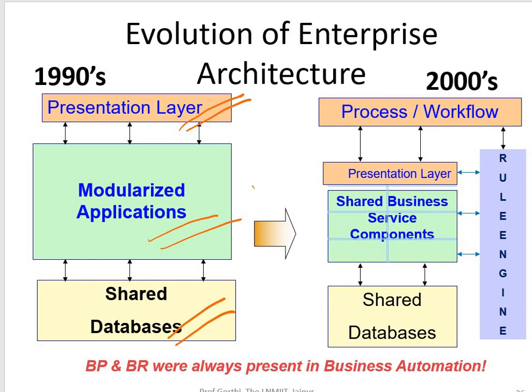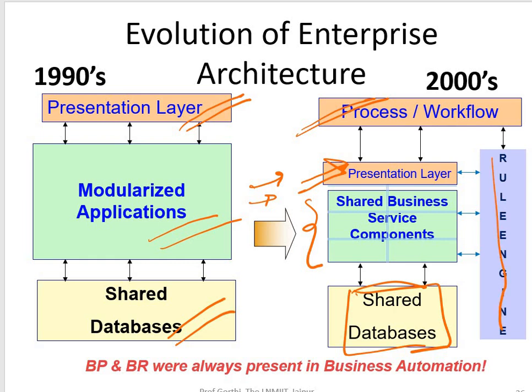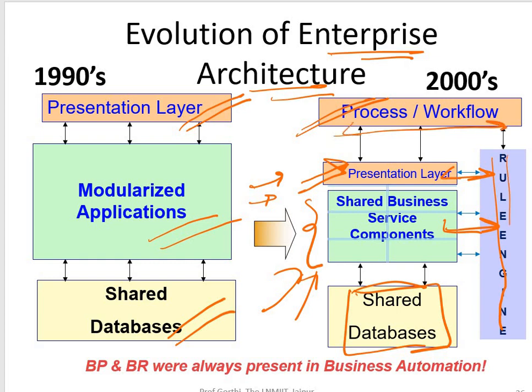And from there, what we have got is your process and workflow on the top. Then we have the presentation layer. Then we have shared business components. We have shared databases. And we have the rule engines, which are interacting with this presentation layer and your shared business service components. So in the enterprise architecture, all these things are connected, and with the help of these process and workflows and the rule engines, I have the presentation layer.